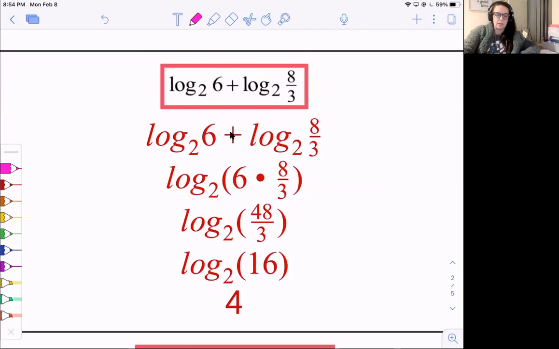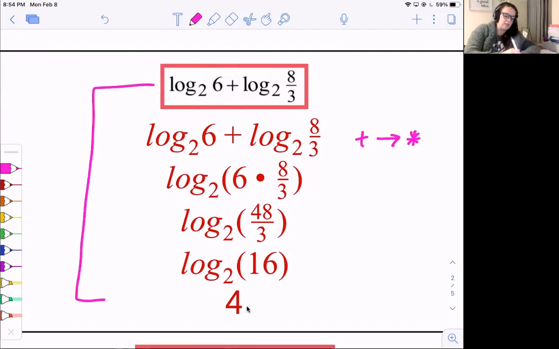Since it is addition, we can turn it into multiplication. Remember that addition turns into multiplication when we are condensing our logs. From there, we did 6 times 8, which is 48 over 3, simplifying to 16. Then log base 2 of 16 asks: 2 to the power of what gives me 16? The answer is 4. So we're able to condense all of these logarithms into a single number.